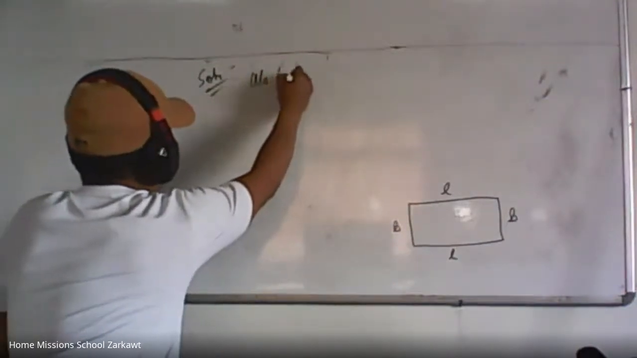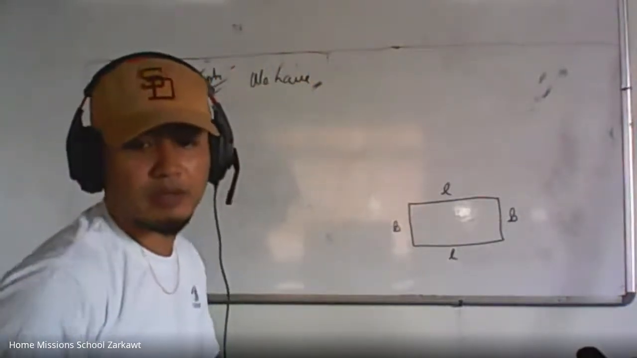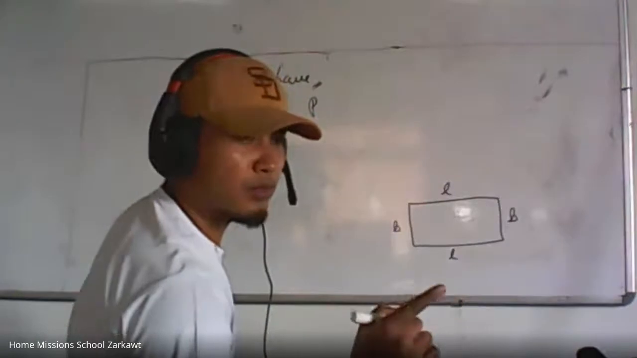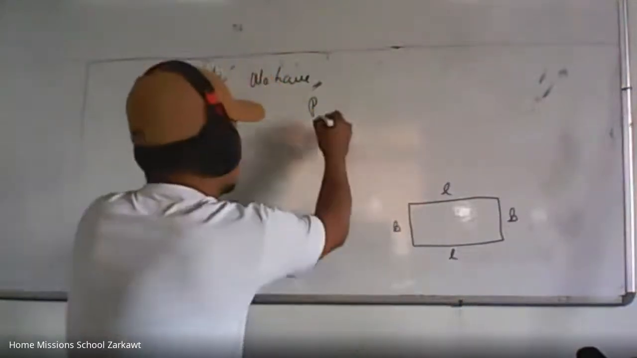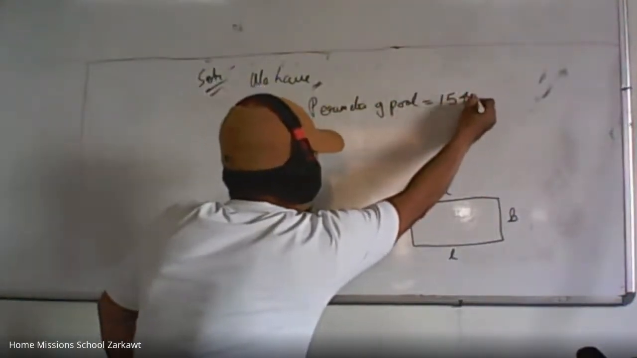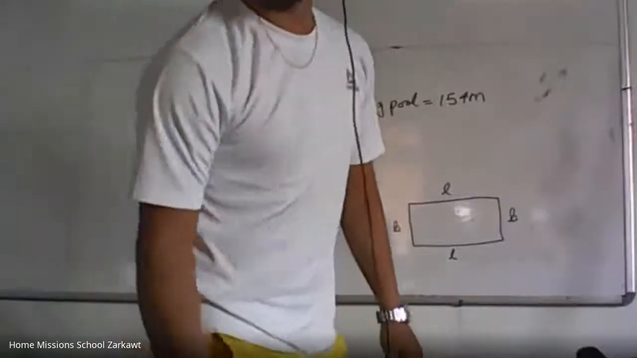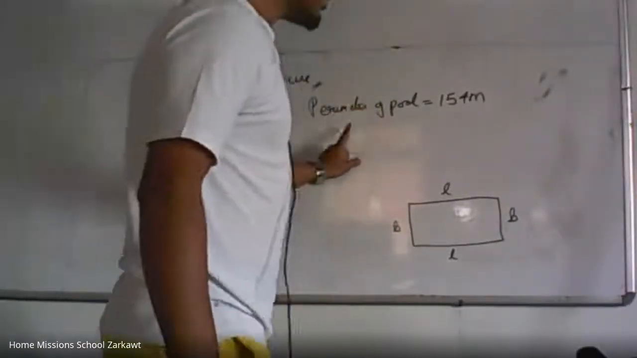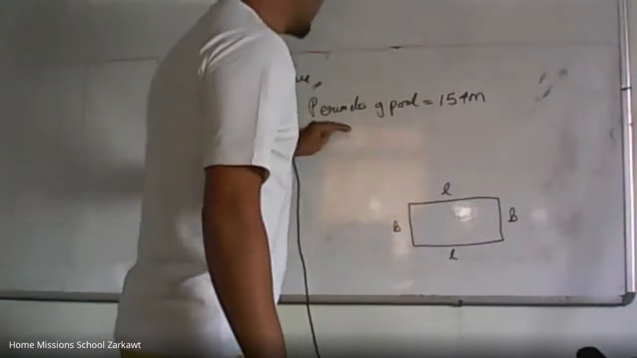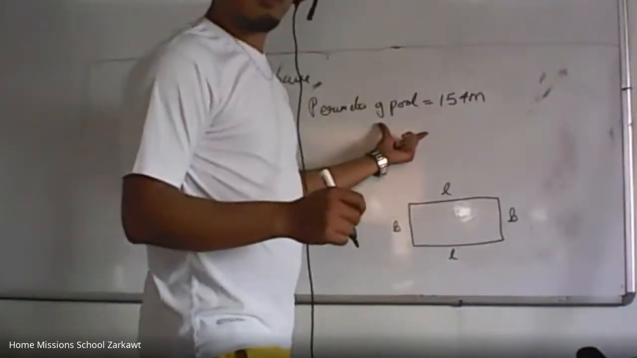Look, we have a question in the text. The perimeter of the rectangular swimming pool is 154 meters. The perimeter of the pool is given, so what is the question asking?